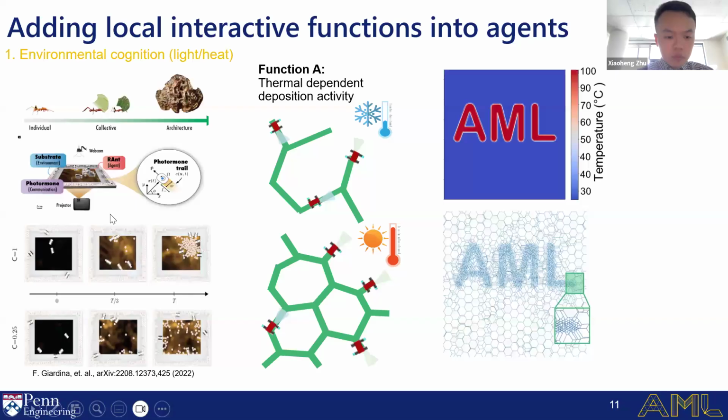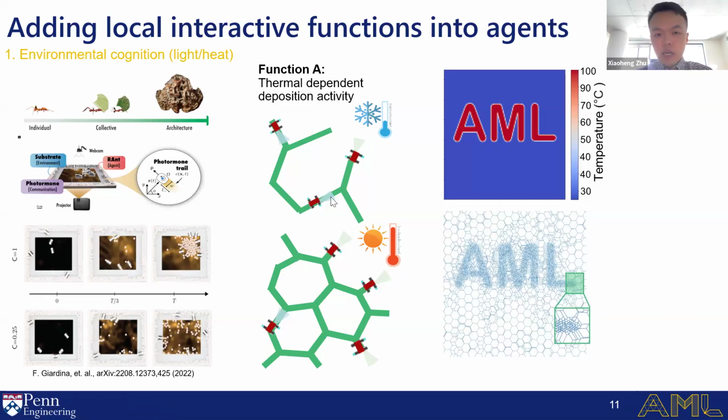So in this work, one of the Harvard groups is using agents to mimic the behavior of ants. You can see that these ants will try to gather in the high light intensity area. Inspired by this type of hardware capability, the first function we add into our agents is some sort of environmental coordination.